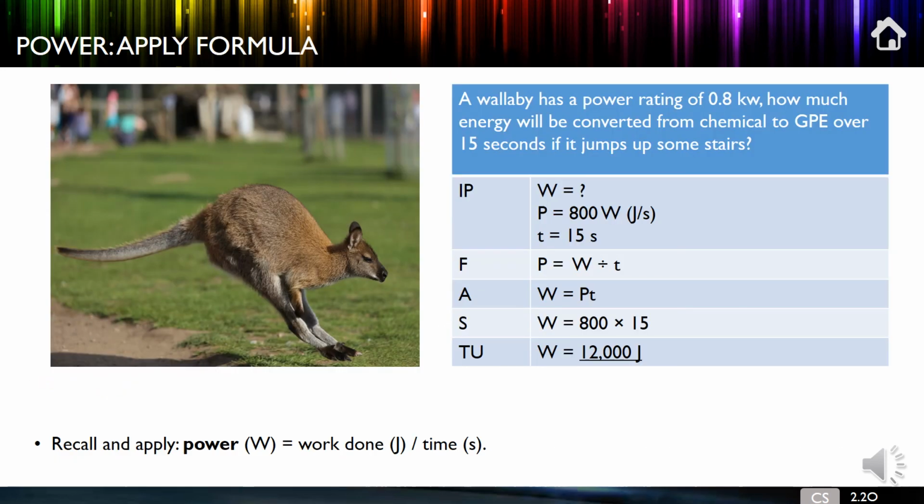So here we've got another more detailed calculation, and again we're looking at work. W here divided by the time is going to give us 12,000 joules there.